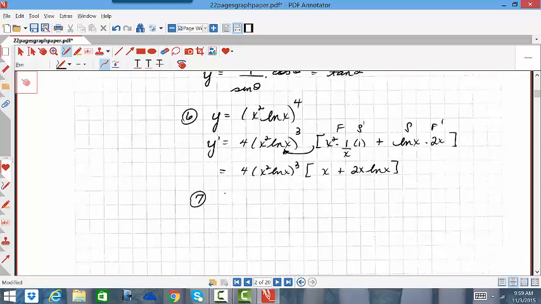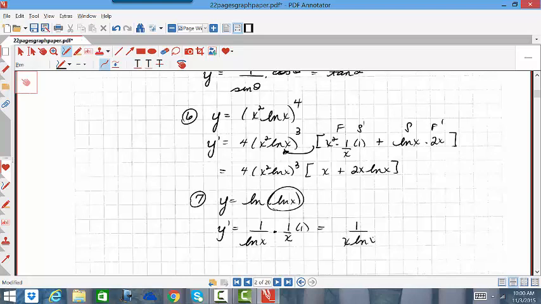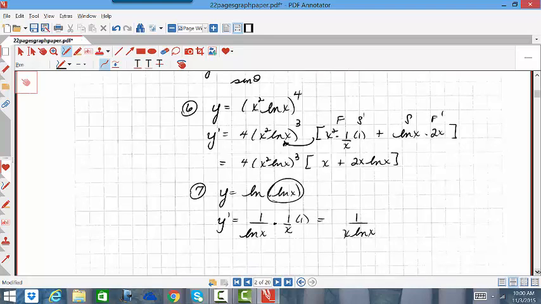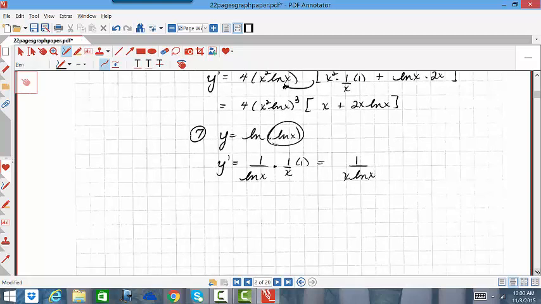Okay, one more. Suppose we have that y equals the natural log of the natural log of x. So again, this is the argument. So the derivative is 1 over the argument times the derivative of the argument, which is 1 over x times 1. So this results in 1 over x times the natural log of x. Okay, so that's learning how to take the derivative.